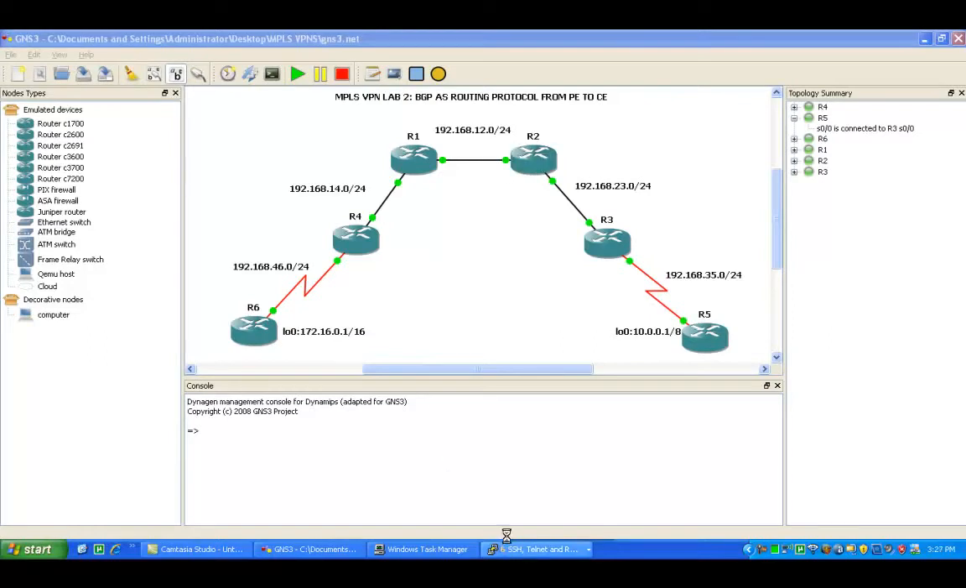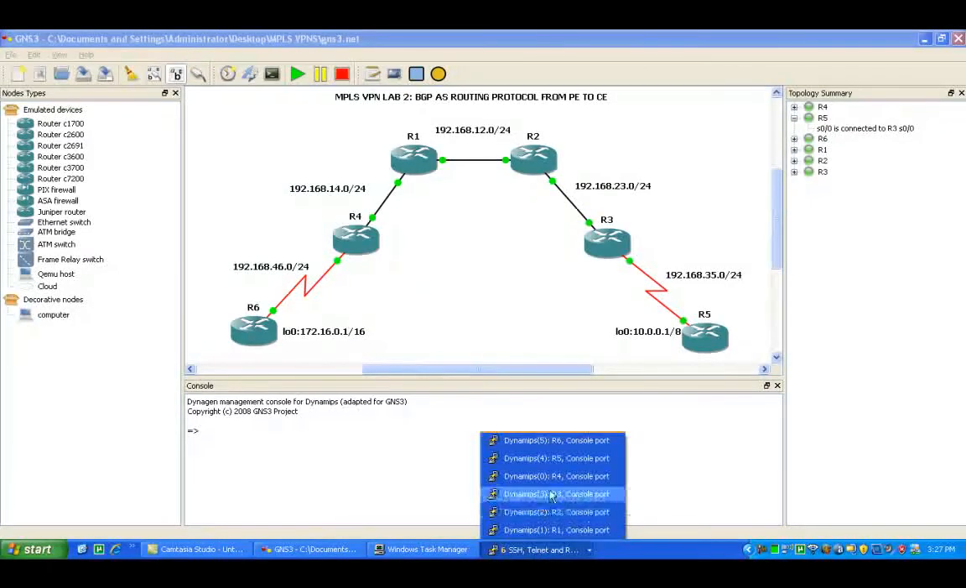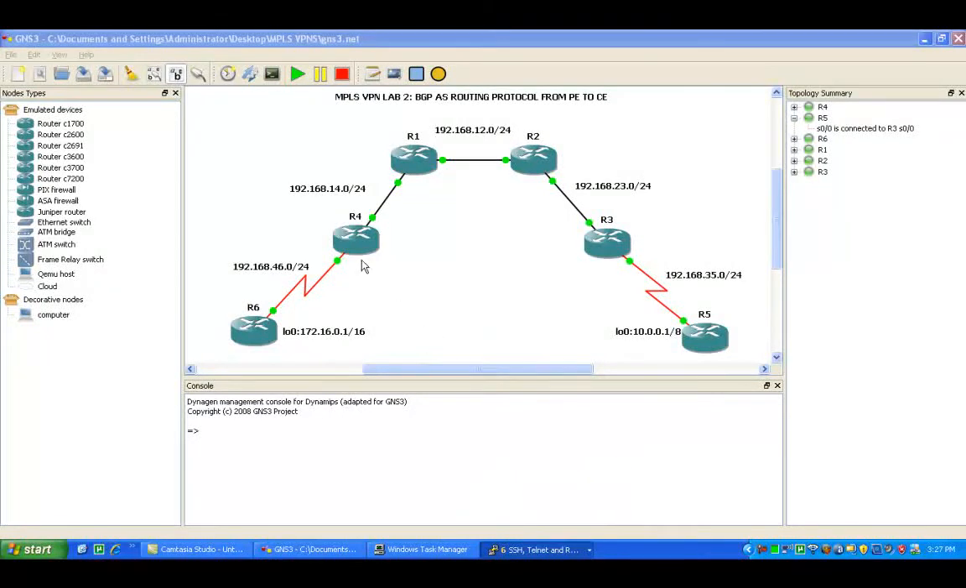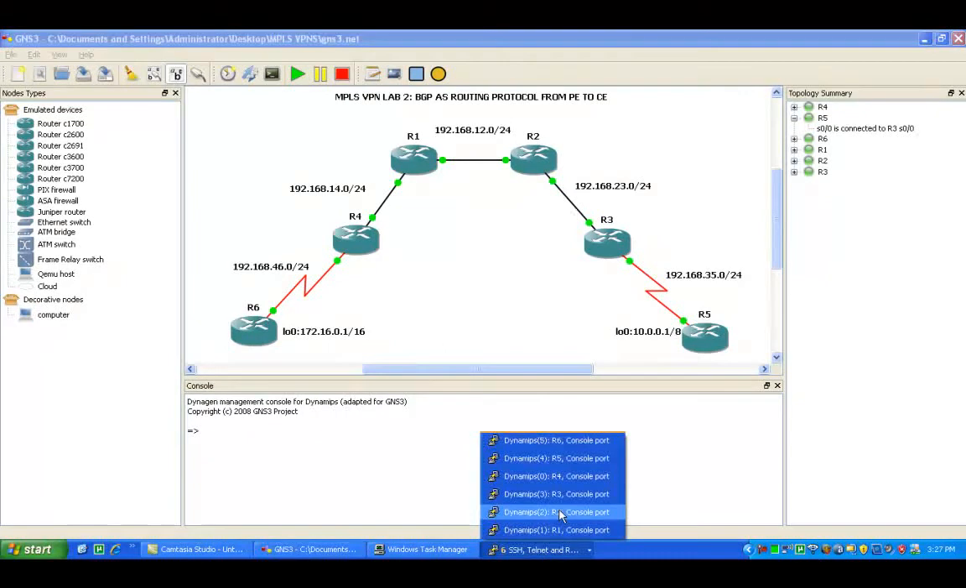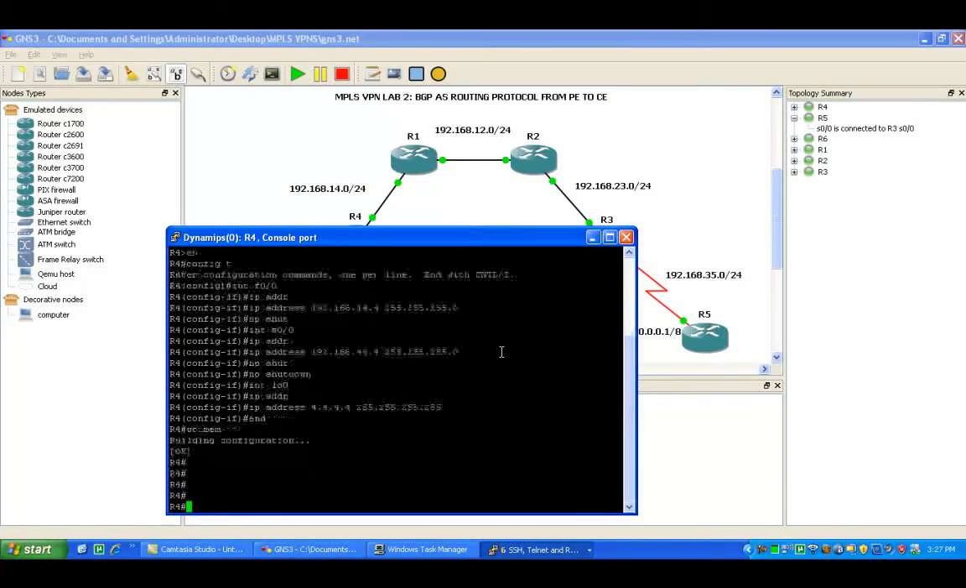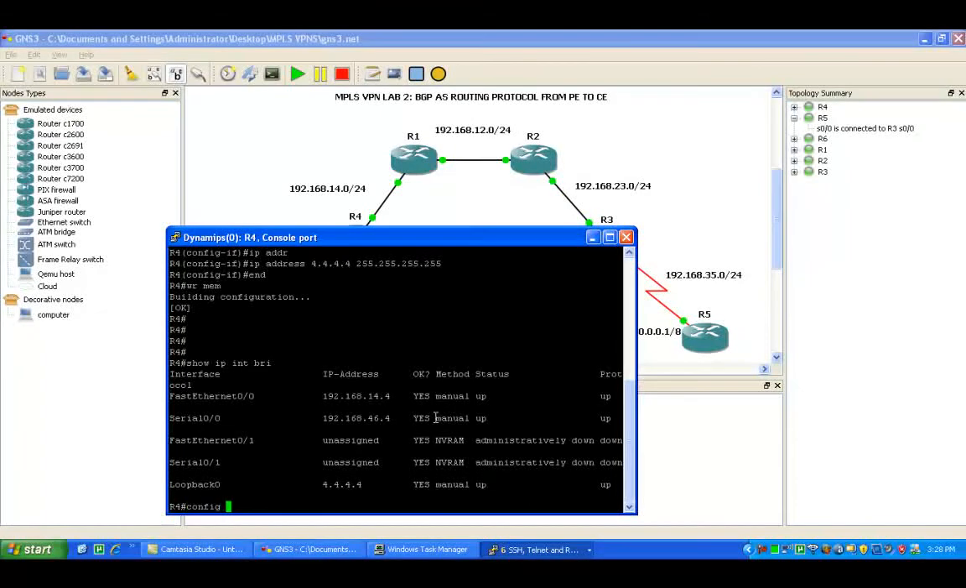So what we will do is get started. We will configure the interior gateway protocol for the service provider's network first. We can choose any IGP that we want. We'll go into R4 first. On R4, we are going to run EIGRP as the IGP for the service provider network. So on R4, we'll do a show IP interface brief.